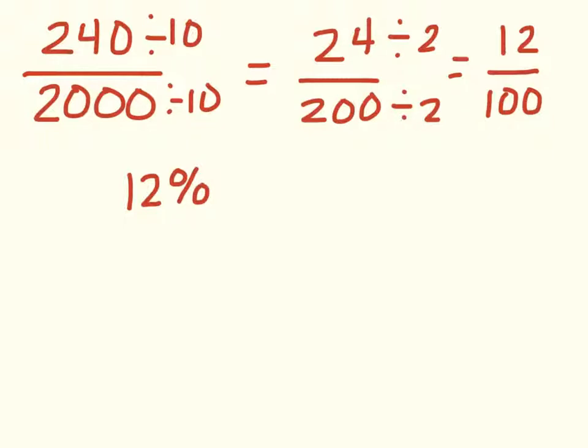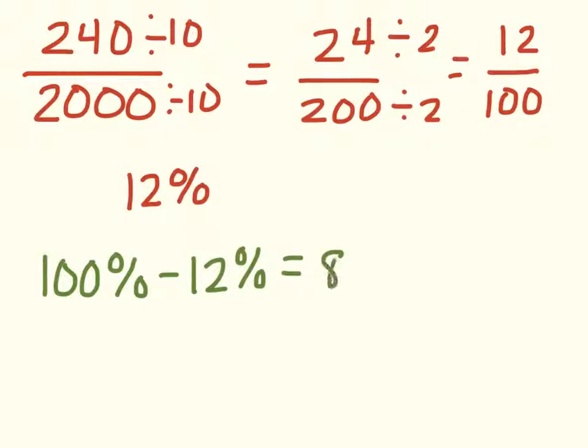But that's not what our question asked. The question wants to know what percent of the people at the concert are students. Well, to find out that percentage, we simply need to take 100%, our whole, and subtract 12%, our percentage of teachers, to give us 88% of the people at the concert being students. So, if we have 240 out of 2,000 people being teachers, that tells us that 88% of the attendees at the concert are students. Now let's try some problems on your own.